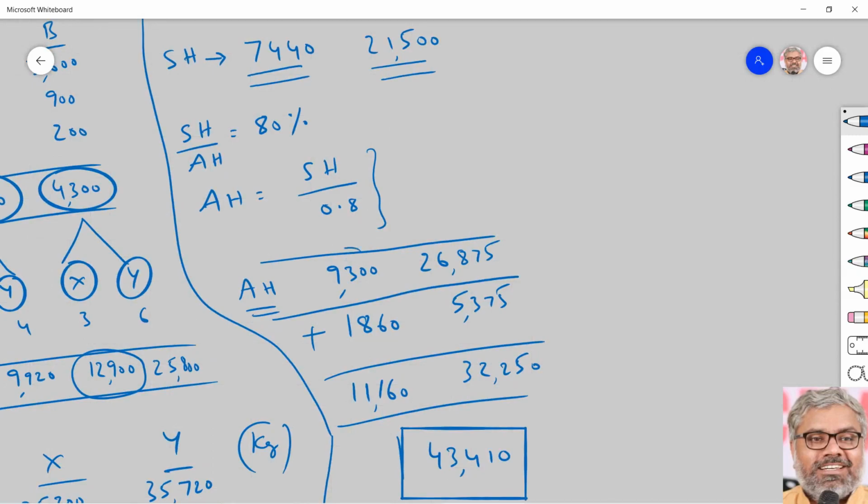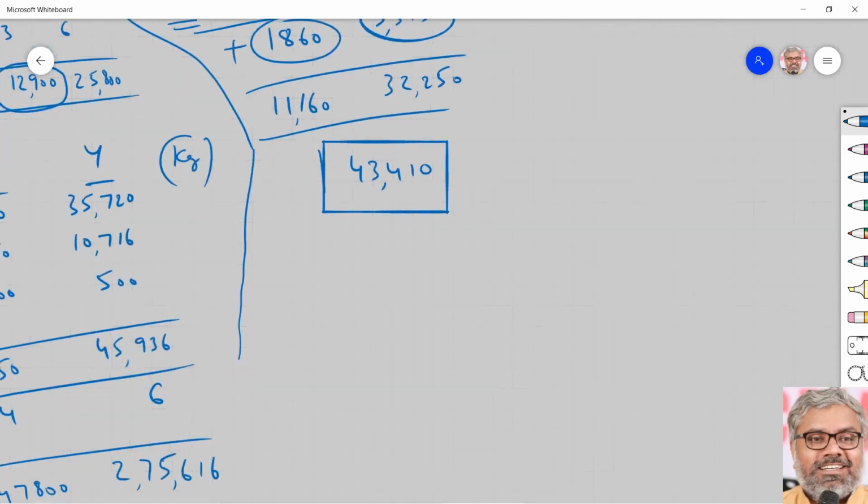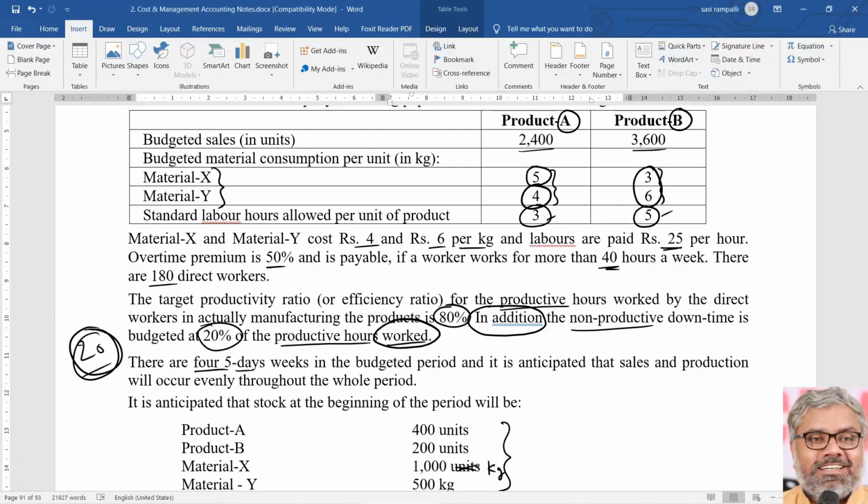So the actual hours will be how much then? 9,300, 26,875. That is actual hours worked. But paid will be more than that. Why? Because there is a 20% unproductive hours also which are to be added to the productive hours, which are also supposed to be paid. So the total hours supposed to be paid are 43,410 hours. But the story is not over.